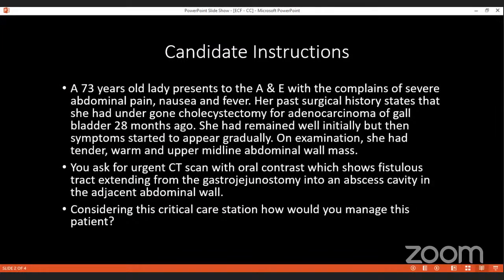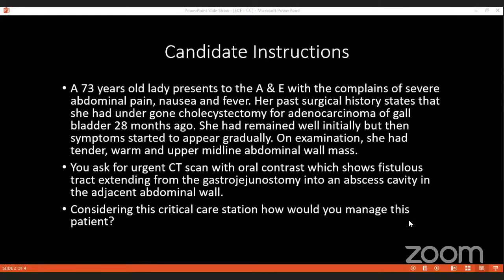Yeah, there is the SNAP protocol: sepsis control, nutritional support, anatomical assessment, adequate fluid and electrolyte replacement, protect the skin, and plan for the surgery after optimization. Very good. Yes. With this, our station ends.